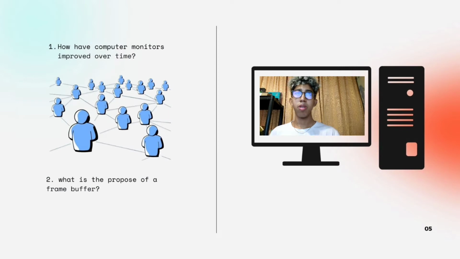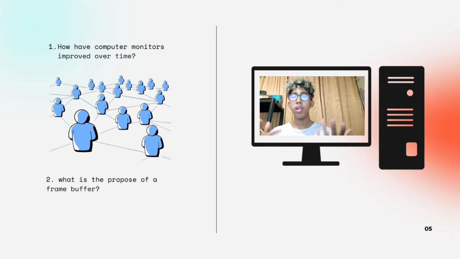First question: how have computer monitors improved over time? Monitors have been improved with the comfort and care of the user in mind. In recent years, improvement has been seen in their resolution, size, and technology, with curved screens. What is the purpose of a frame buffer? The purpose is to clear the contents of the frame buffer to achieve the purpose of driving one image per frame.